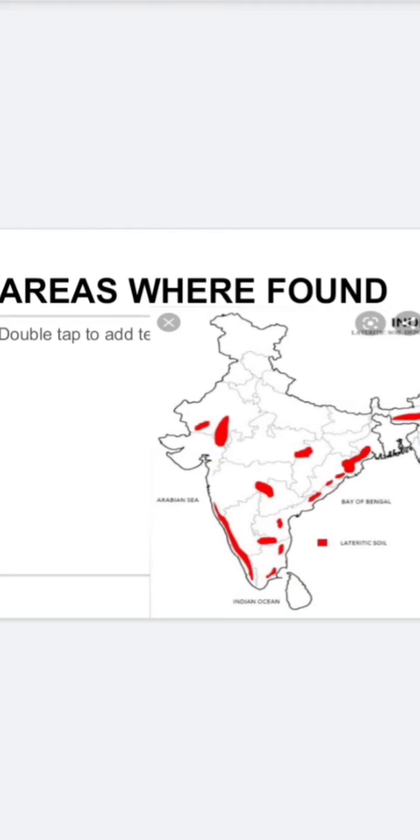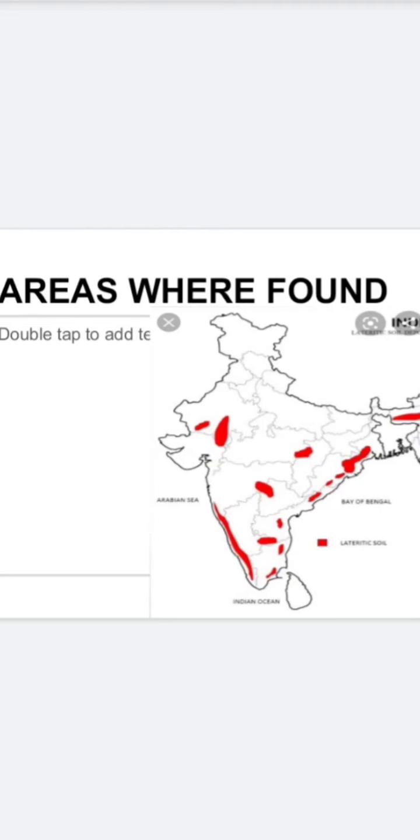Found in patches in Kerala, Andhra Pradesh, Tamil Nadu, Karnataka, Assam, Meghalaya. Now, it is used for building construction as it hardens when it comes in contact with moisture. So, for this reason, it is used for building construction also. It is used for making bricks, or it is sometimes used mixed with cement and used for building making.